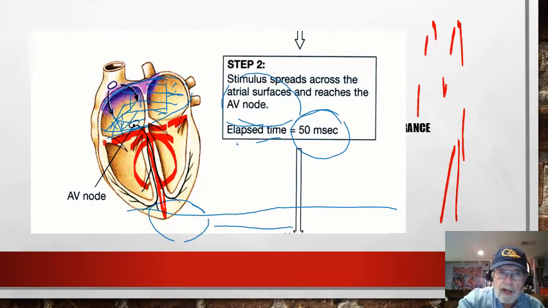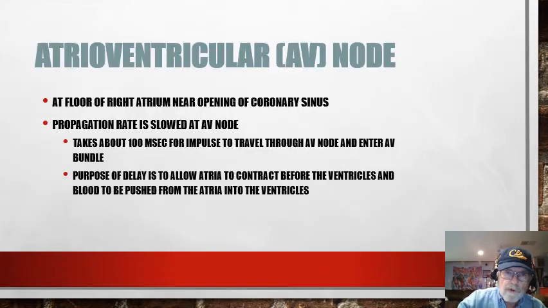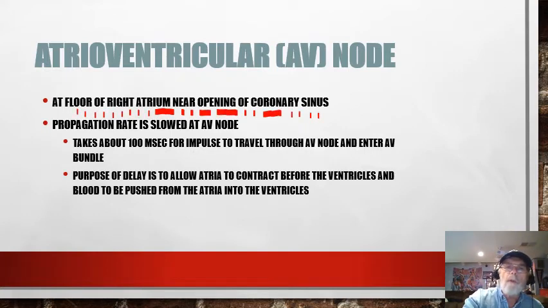So now we know the stimulus has gone across the atria, and electrical currents have spread across the atria. Part of that interatrial electrical flow also allows the electrical current to get to the area of the AV node. That atrioventricular node sits at the floor of the right atrium, near the opening of the coronary sinus, which is the area where the veins that drain the heart muscle itself come in.